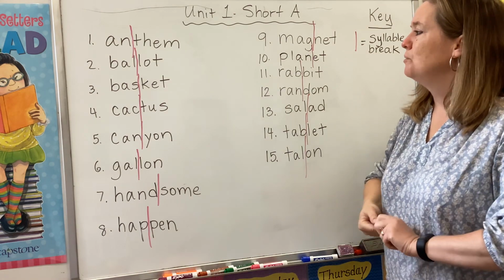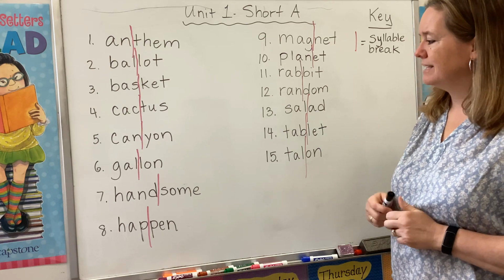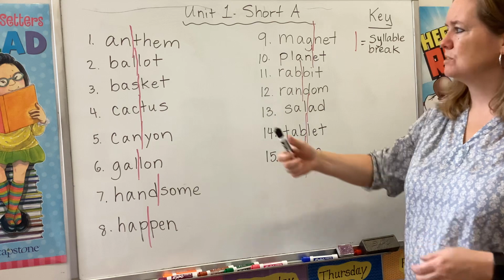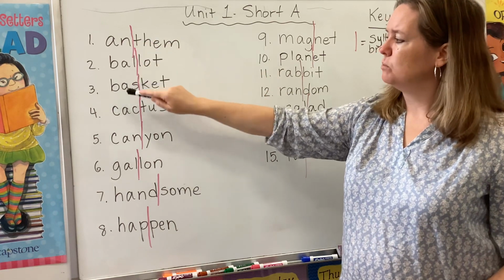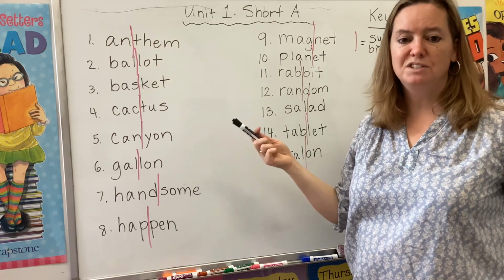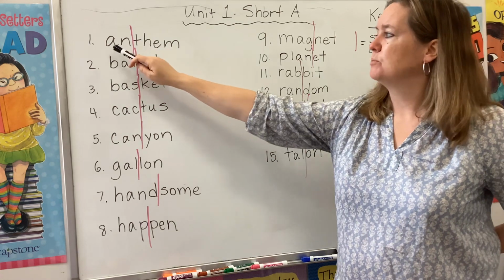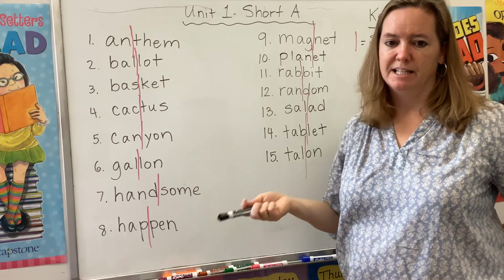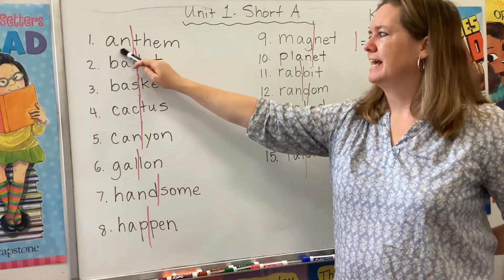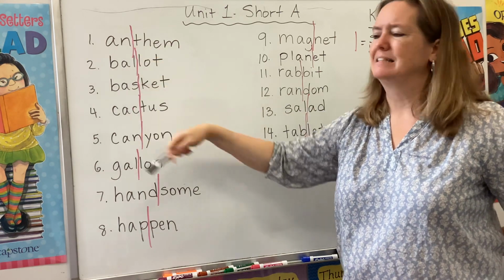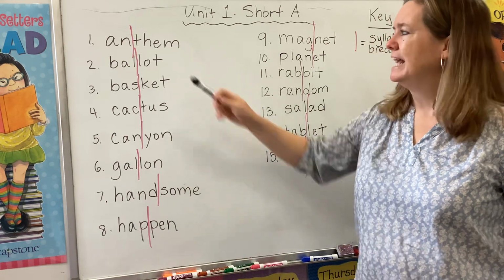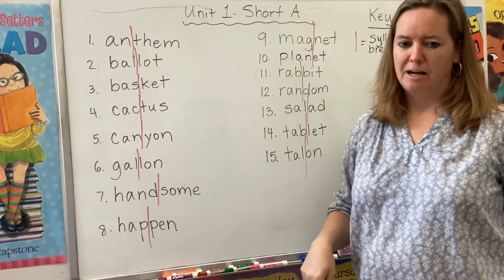Okay, so now I want you to notice that by breaking these words into syllables, they're much easier to pronounce now. Every single word starts with a closed syllable that ends with a short vowel and a consonant. There's nothing tricky here. You guys are already experts. An, bal, bas, cac, can. You guys can spell all that. Here's where the new learning comes in.